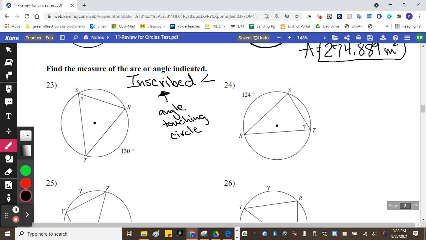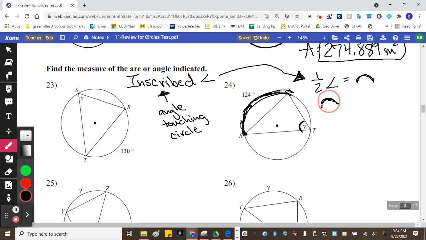So here, angle T is what we're trying to find. If you are given the arc that angle opens up to, this is kind of a hard visual to see. For inscribed angles, 1/2 of your arc equals your angle. If you're given the arc, then you can do 2 times your angle.